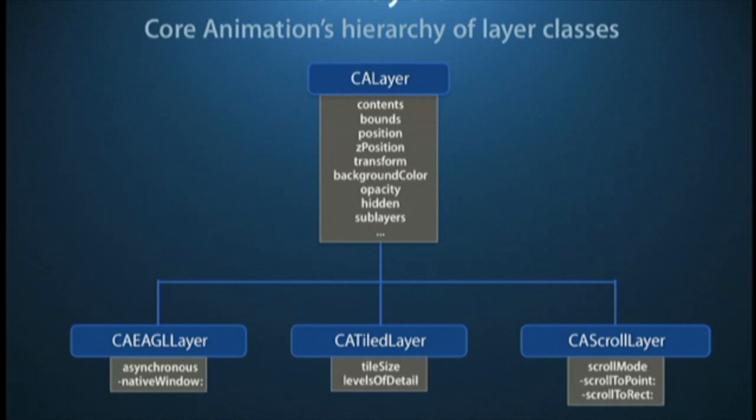Then there are a few specialized layer classes. The EAGLLayer in particular is for rendering in OpenGL ES. The tiled layer is to be able to represent multi-resolution content in a layer, and the scroll layer is for scrolling content.